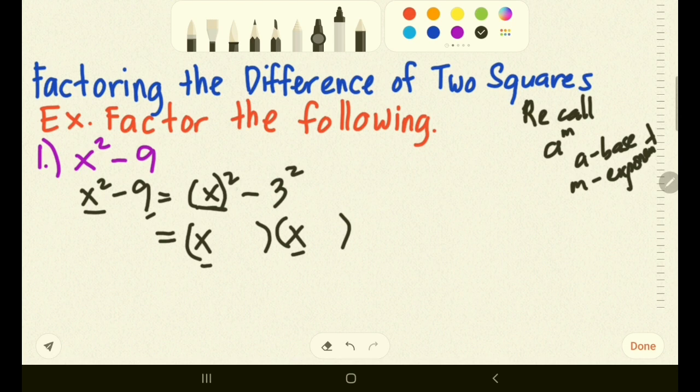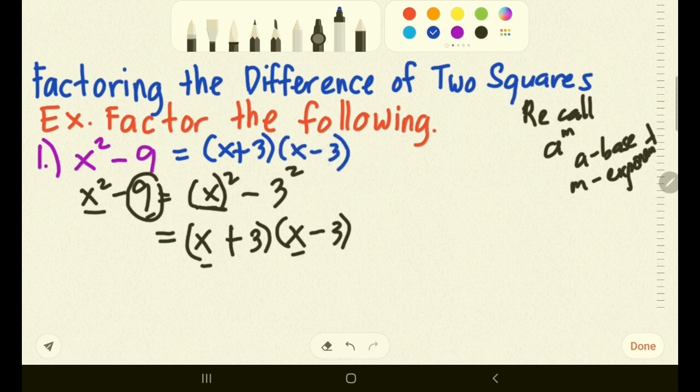The base for that is definitely 3. So plus 3 and minus 3. Or just get the square root, or the base, of the perfect square form. So the factors of the polynomial x squared minus 9 are the sum x plus 3 multiplied by the difference x minus 3. Okay, let's have another example.